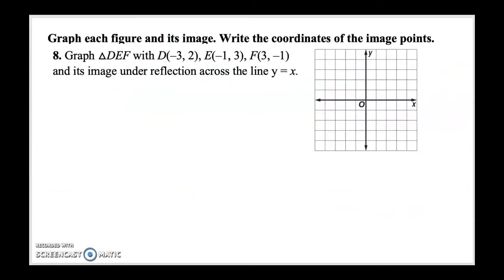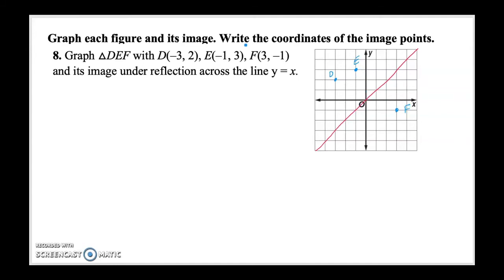So let's look at an example here. We need to graph our triangle DEF and its image under the reflection across the line y equals x. And let's graph triangle DEF. So we've got negative 3, 2 is D, and E is negative 1, 3, and F is 3, negative 1.